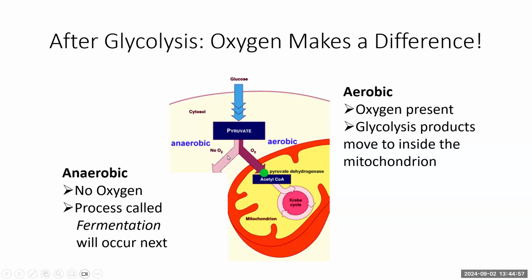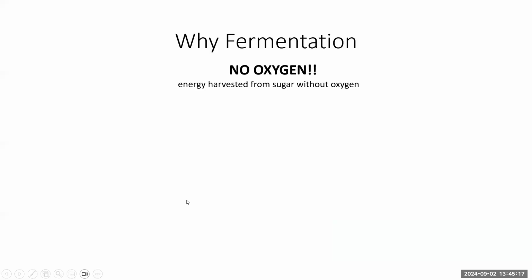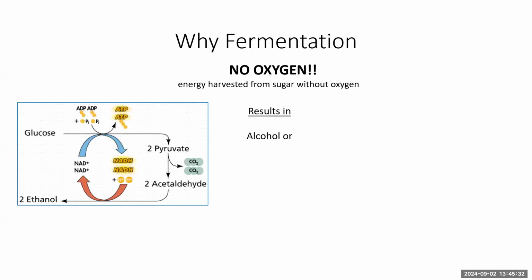If you remember this slide, what I said previously was that after glycolysis, oxygen makes a difference. In the presence of oxygen, the pyruvate moves into the cell and we have the linking reaction followed by the Krebs cycle and the electron transport chain. But if we don't have oxygen, instead of those three steps, we have a process known as fermentation. In fermentation, all we have is the energy harvested from the sugar without oxygen from glycolysis, and then we take that pyruvate and do something else with it.